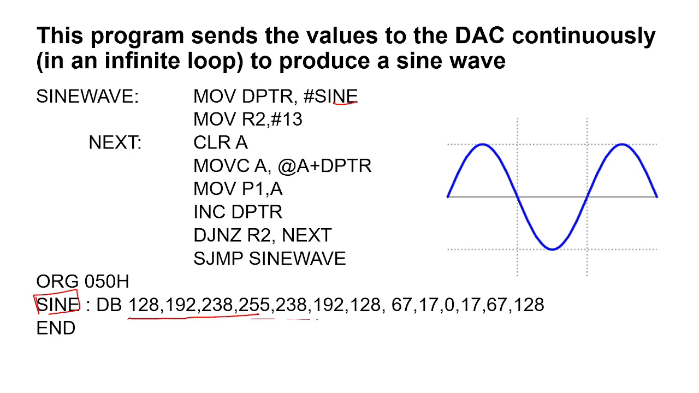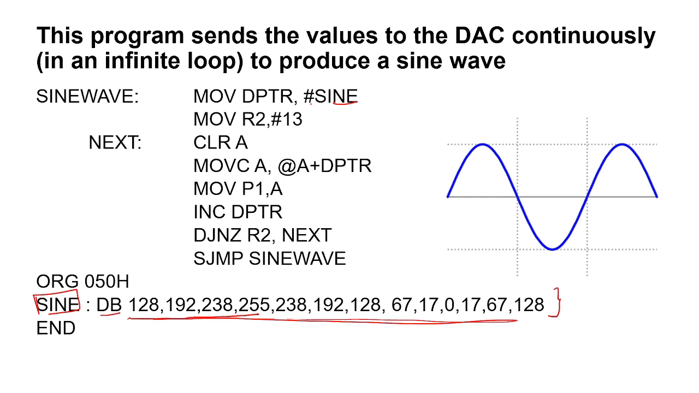There your values are noted. So it's a define byte. Here you have 13 values. It depends on how much angle you are taking. Here I took 30 degrees, so you have 13 values. Okay, so now we'll go for the program.